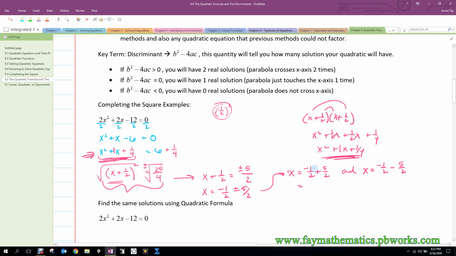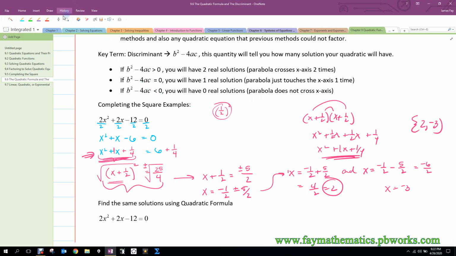Okay, so it's going to give me 4 halves there, which is 2. And this one here is going to give me negative 6 halves, which is x equals negative 3. So my two solutions here would be 2 and negative 3. Okay, so that's completing the square.